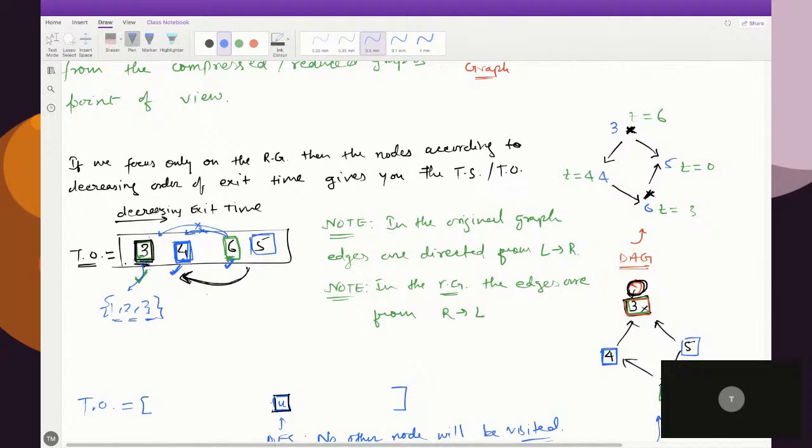Harshita, is this clear? Any other questions?